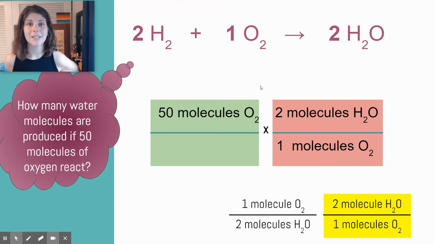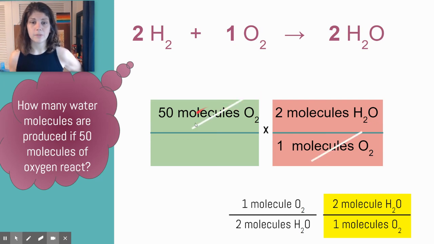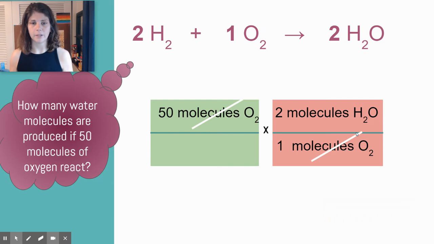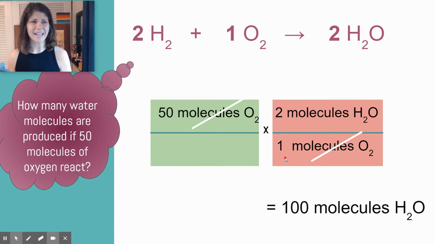The whole goal of dimensional analysis is to cancel out your units. So what I mean by that is we have molecules of oxygen in the top, molecules of oxygen in the bottom. Remember, they're both from boxes. They're supposed to cancel out. And what we're left with is just molecules of water. How many molecules of water? 50 times 2 is 100, divided by 1 is 100. And isn't that exactly how many we said? Because they're in a 1 to 2 ratio. So if you start with 1 of these, you get double. If you start with 50 of these, you should get double, or 100.